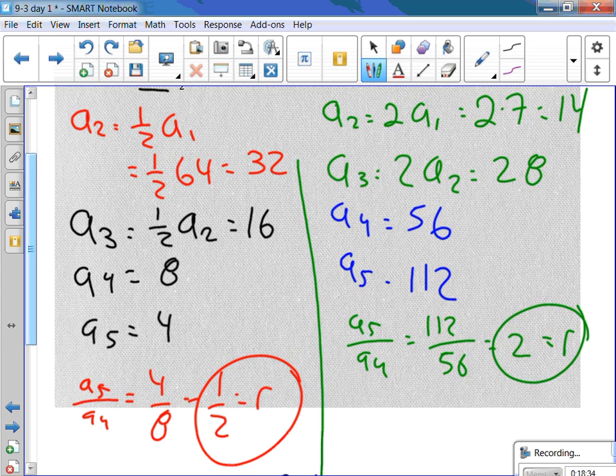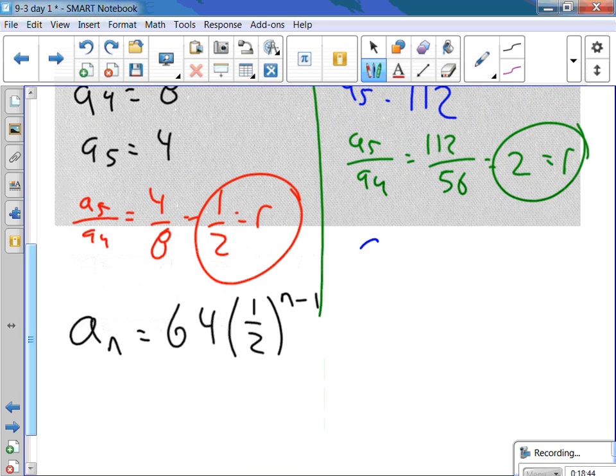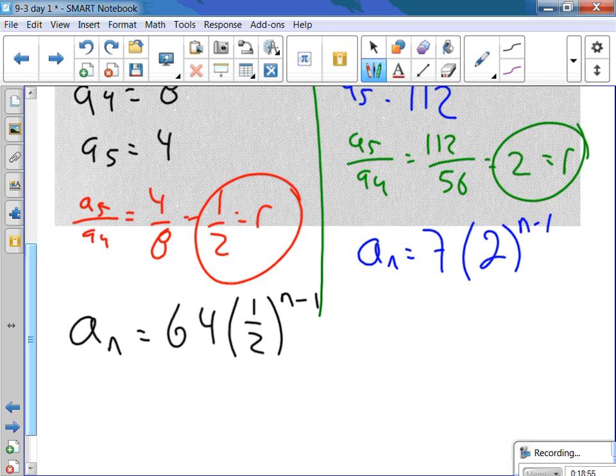What do we wind up with for our formula for the nth term? To the n minus 1, absolutely. So I have my A1 equals 7, that first term, times the common ratio 2, all raised to the n minus 1. So with that formula, if we use it, like, we're going to find A50.